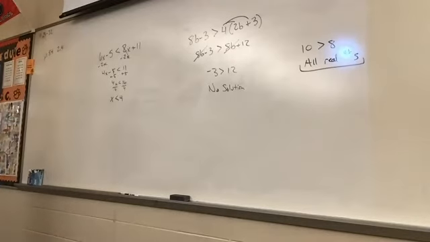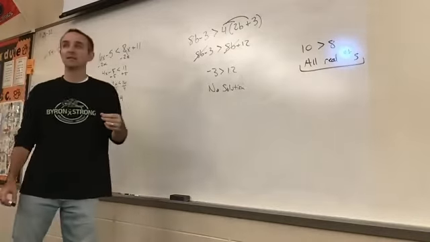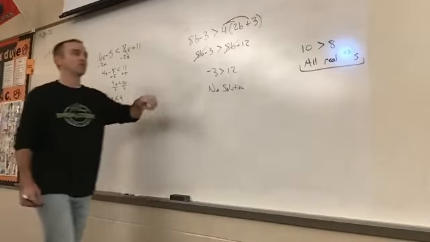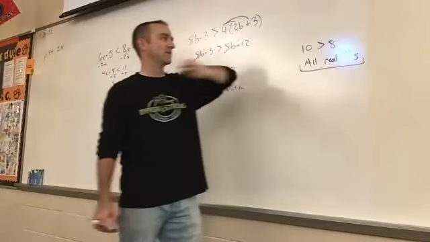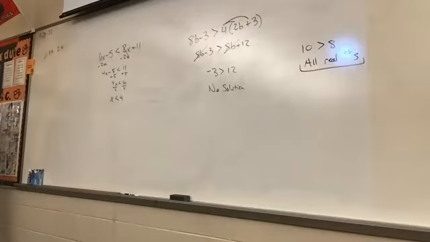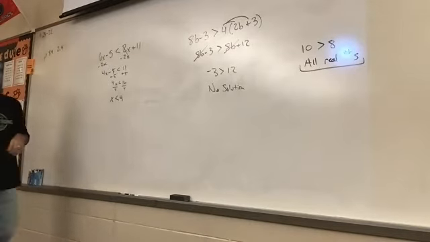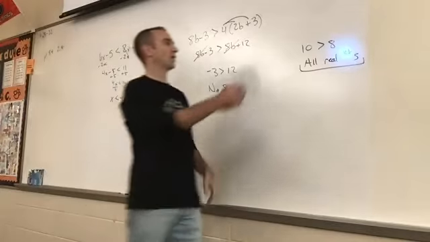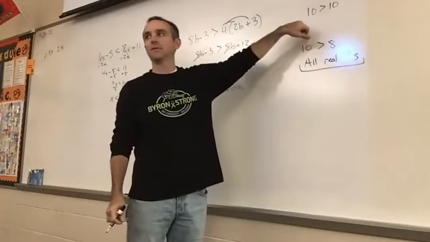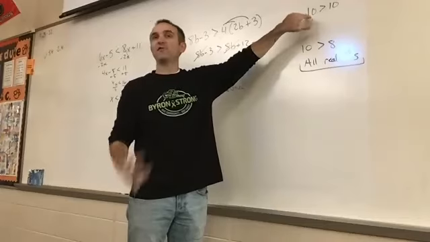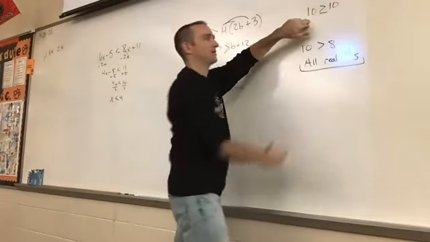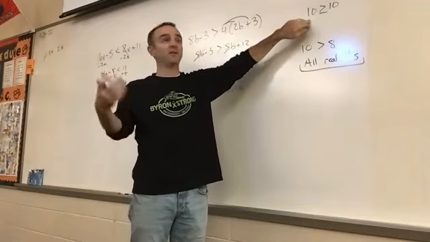So that's why we can't use the phrase infinitely many, because there's always infinitely many, right? We use the phrase all real numbers because that means any number is a solution when it ends up like that. So we have to be careful with our wording, all real numbers. What if I had 10 is greater than 10? If you got this, what would your answer be? No solution. What if you had this? Yes, it would be all real numbers.